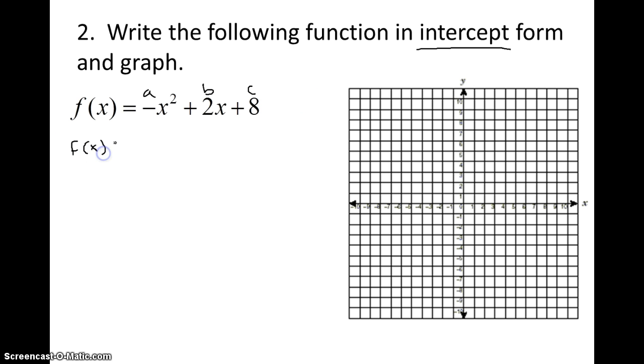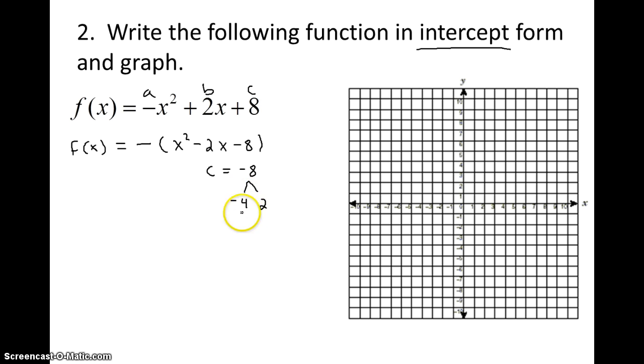First, I need to factor out the negative. Every time you have a negative a, you factor that out of the parentheses. And when you do that, you need to change the signs of the trinomial. So this becomes positive x squared, negative 2x, and negative 8. Let's continue to factor. When a is 1, we have the value of c to factor. So take negative 8 and find two numbers that multiply to negative 8, but add to negative 2, which is the middle term. So we have negative 4 and positive 2.